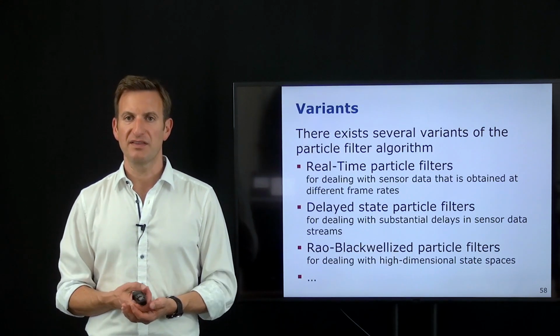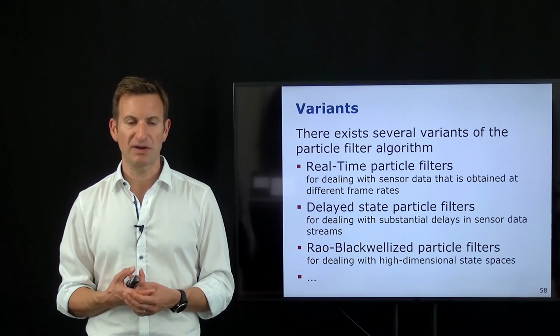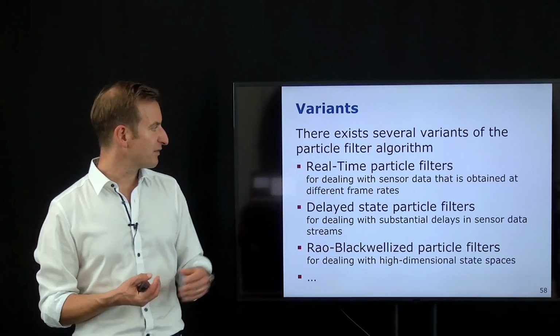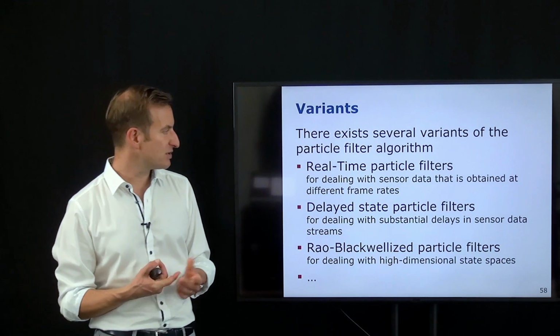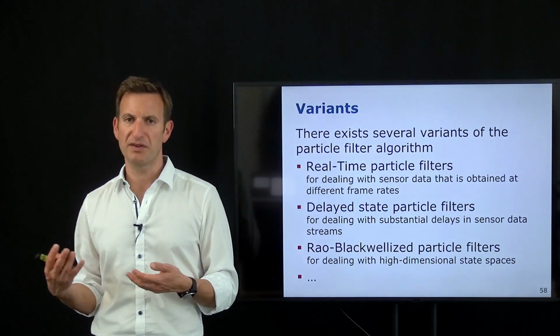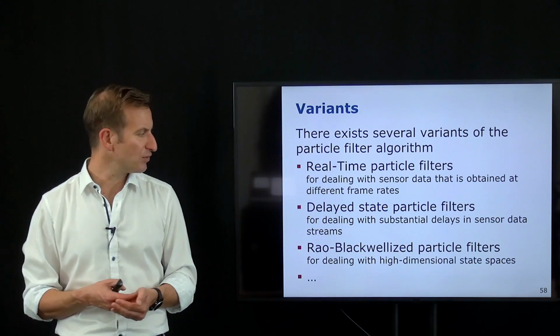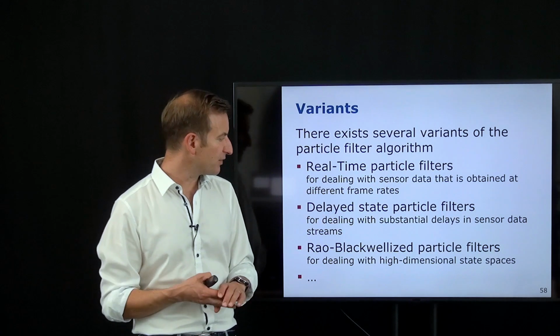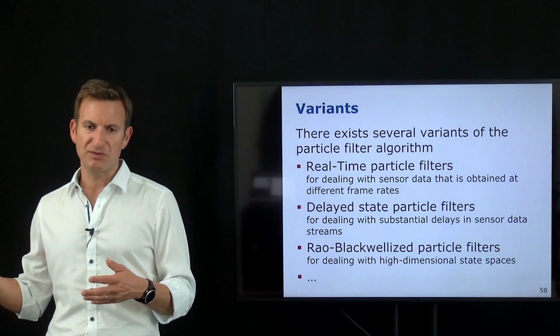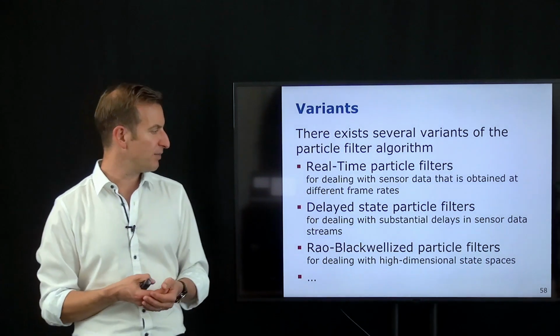We should also say that there are several variants of the particle filter that eliminate some of the drawbacks. For example, there are variants for real-time estimation, like real-time particle filters that can also handle situations where the sensor data comes in at different frame rates, which need to be appropriately taken into account. Delayed state space filters, when some of the streams come in very late and need to be resynchronized, or Rao-Blackwellized particle filters.